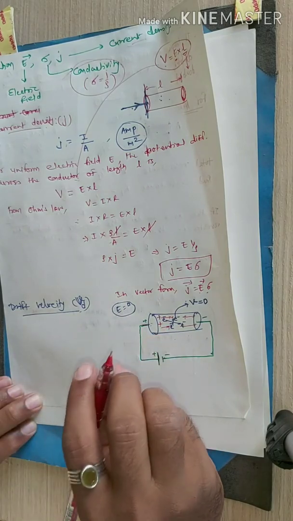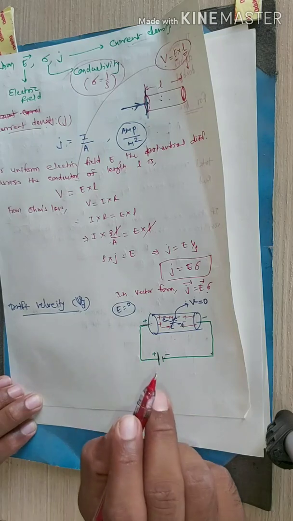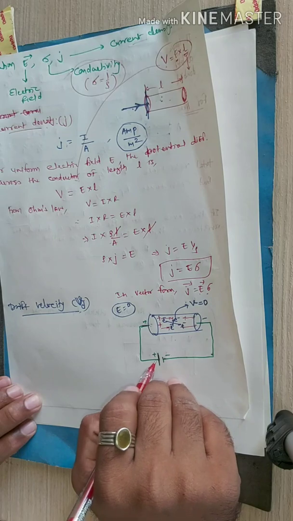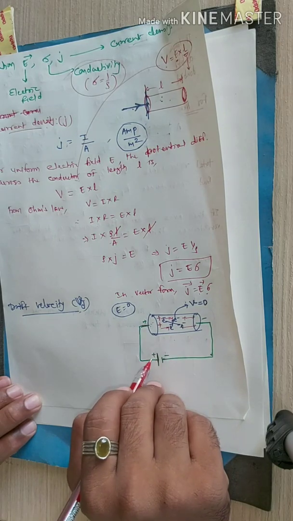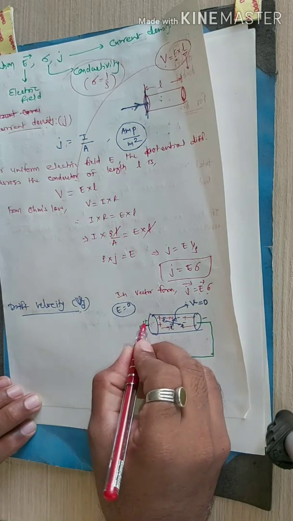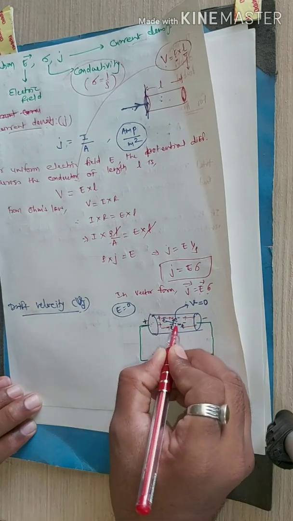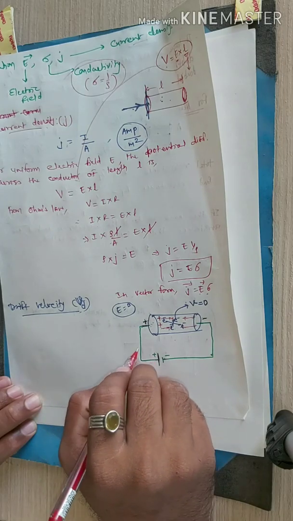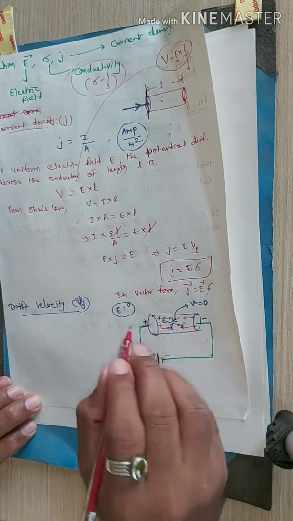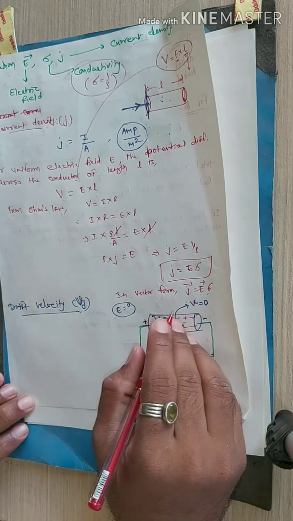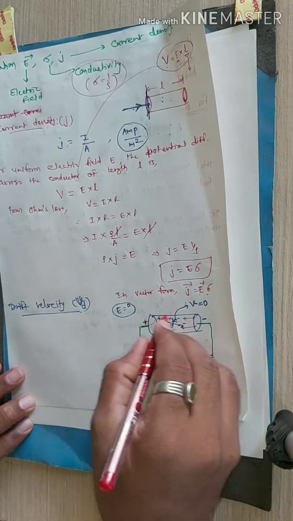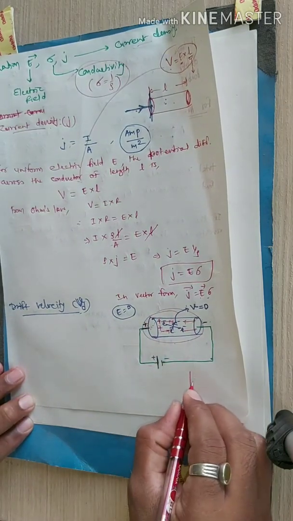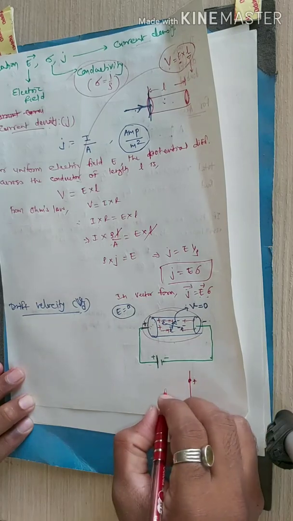So when the external battery is connected with the conductor, the charged particles from this positive side are continuously pushed towards the negative side or negative ions. So this velocity of this charged particle is called drift velocity.